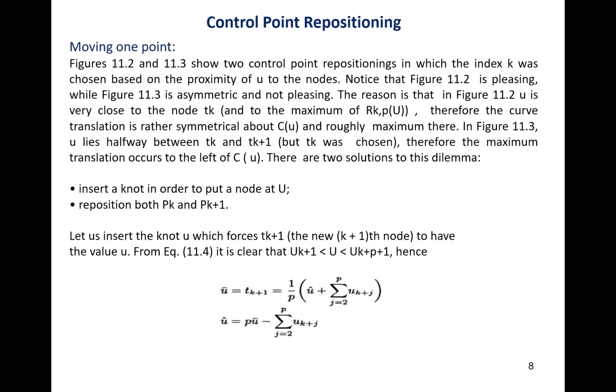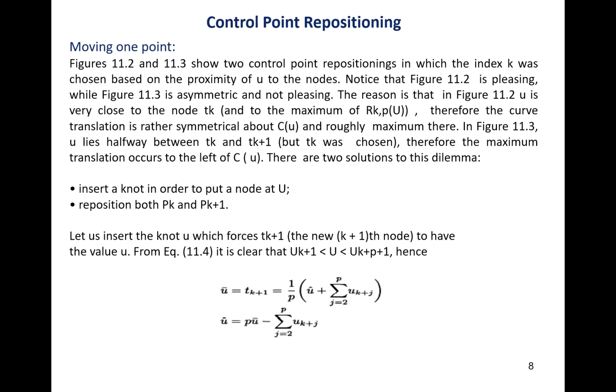Now in control point repositioning, let's talk about moving one point. The previous figures 11.2 and 11.3 show two control point repositionings in which the index was chosen based on the proximity of u to the nodes. In the first figure, the result is pleasing, while in the second figure, it is asymmetric and not pleasing. The reason is that u is very close to the node in the first, therefore the curve translation is rather symmetrical about C(u). But in figure 11.3, u lies halfway between the nodes, therefore the maximum translation occurs towards the curve.